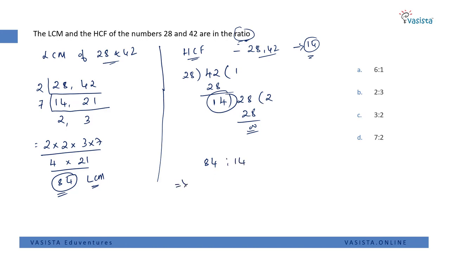Now simplify it here. Let me start dividing by 2: 2 42s are 84, 2 7s are 14. Further I can divide by 7. Here I divided by 2 and then I will divide by 7: 7 6s are 42, 7 1s are 7. So the answer here is 6:1. Option A is the right one.